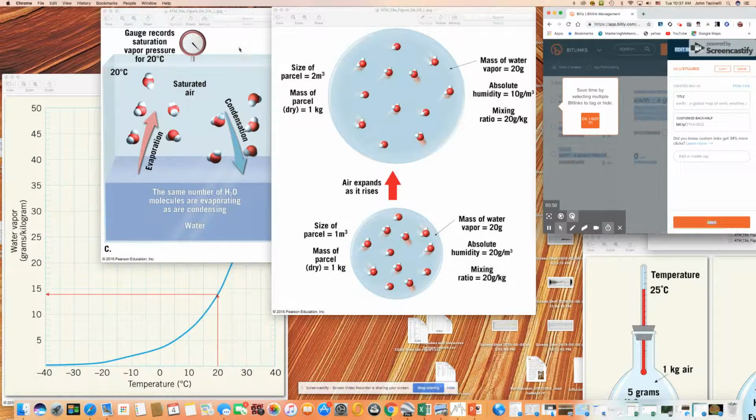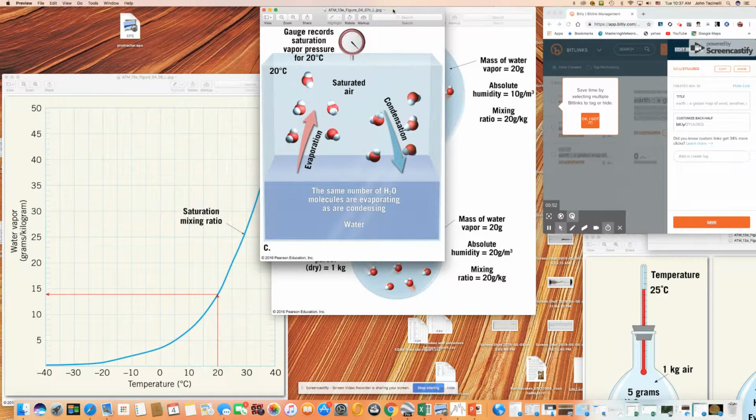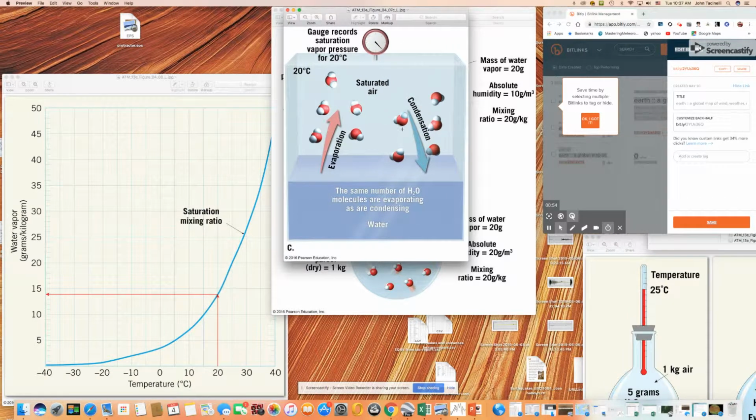Now, there is a limit to how much water vapor can be in a kilogram of air. If you're at that limit, then we say that the air is saturated, meaning that it's holding as much water vapor as it can possibly hold. At saturation, there's a balance between evaporation and condensation. So it isn't that water vapor isn't evaporating or condensing, it's just doing it at the same rate.